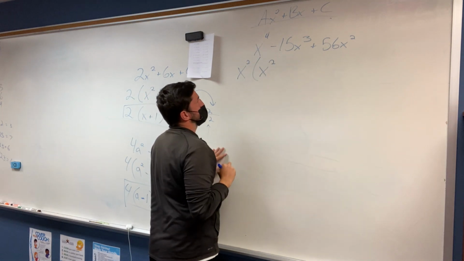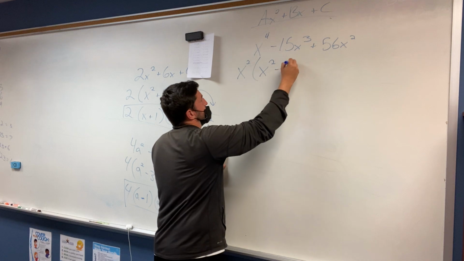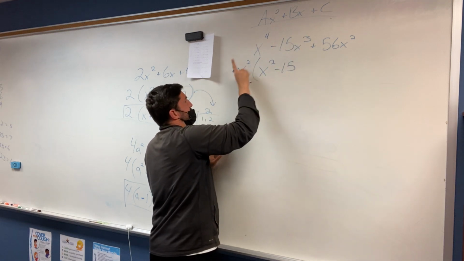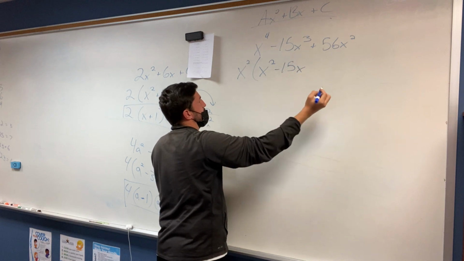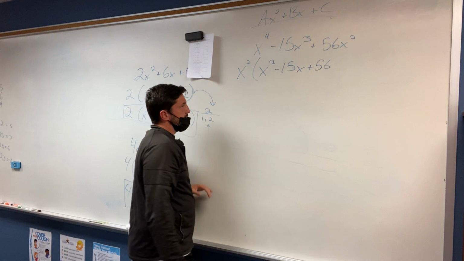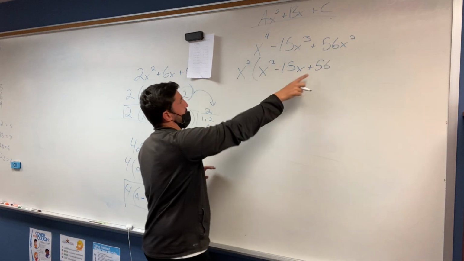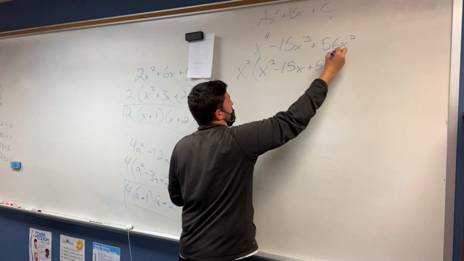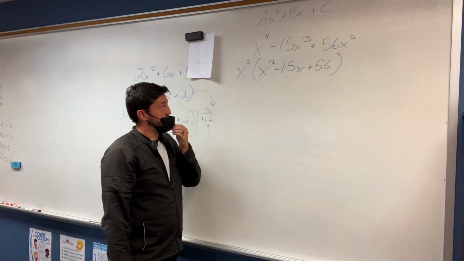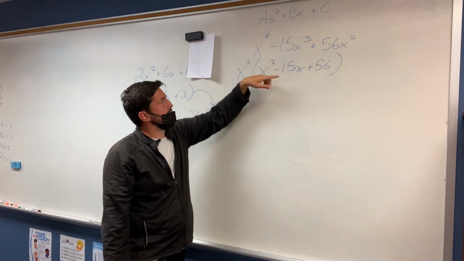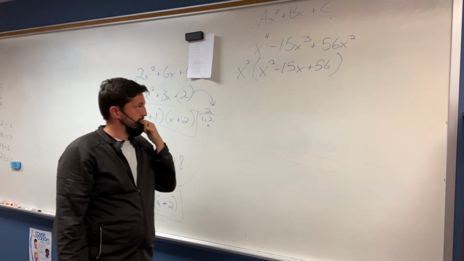I have x squared. Minus 15, because the numbers aren't being affected. I have 3 x's, take away 2 x's, I have 1 x. Plus 56, because again the number is just divided by 1, not affected. I have 2 x's, take away 2 x's, I have no x's. And now we're in the spot where we purposely wanted to be, with a little hint as to where to start.